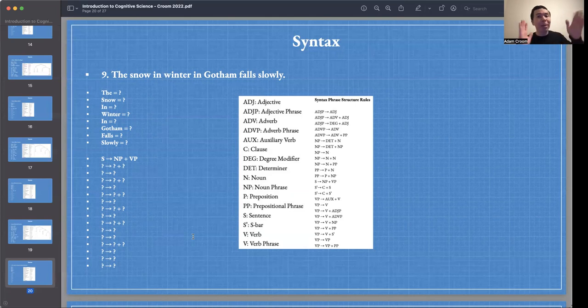So far with all the replacements, we can replace NP with NP, or a PP with a PP, or an adjective phrase with an adjective phrase. We can do all these like for like replacements, which demonstrates systematicity. With the PPs, we're going to see the recursive or productive power of language. So go ahead and label these linguistic items for me. The, snow, in, winter, in, Gotham, falls slowly. We want to provide a tree structure for the sentence. The snow in winter in Gotham falls slowly.